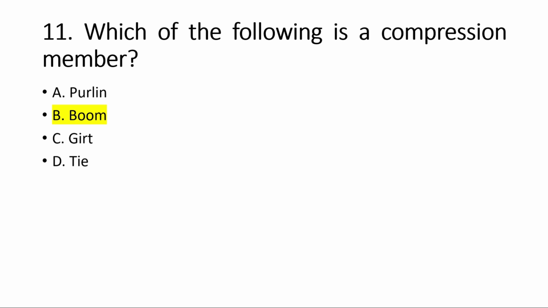Which of the following is a compression member? Here we know a strut is a compression member used in roof trusses and bracings. Likewise, we have a boom, which is the principal compression member in a crane. So you can refer that the boom is a compression member. It is in the crane part. Likewise, we have a strut, which is also a compression member.